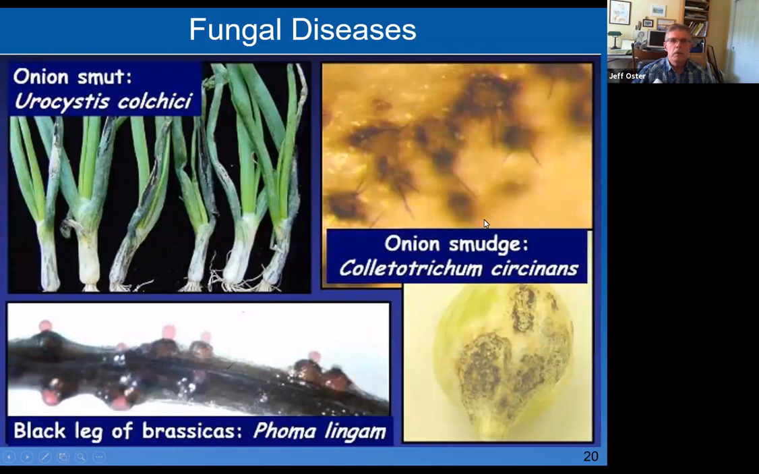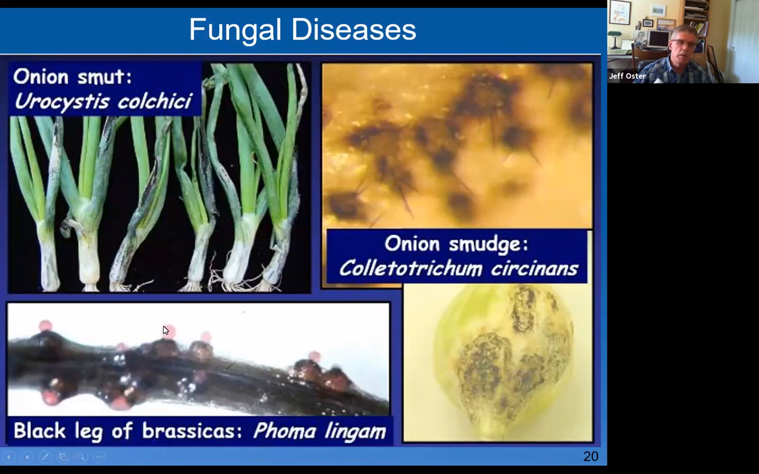Onion smut. Now here's a case where on these leaves here, there may be these little brown spots. Look, these have little hairs coming out of them. This is where the fungus produces spores or fungal seeds, depending on the way you want to look at it. And that is a sign. This is a symptom for the most part, although looking closer, you may be able to see signs of the fungus.